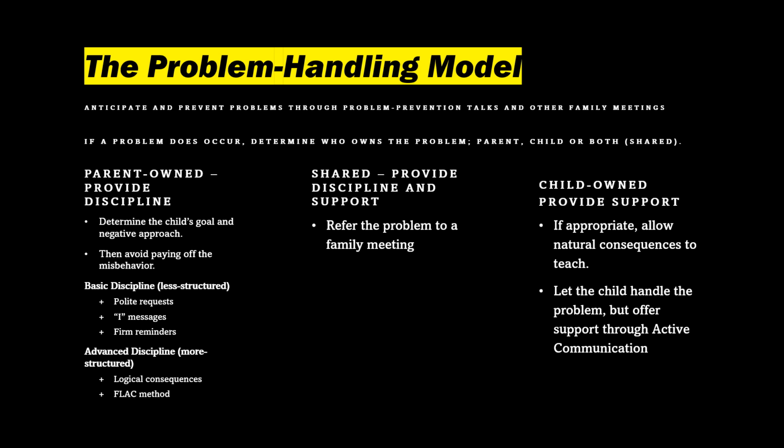And when we provide discipline, we're going to determine the child's goal and negative approach, and then avoid paying off the misbehavior. So the basic discipline, which is less structured, are polite requests, I-messages, and firm reminders. A more advanced discipline, which is more structured, is logical consequences and the FLAC method. And we're going to be going over all of this. And no matter who owns the problem, we want to encourage, encourage, encourage.